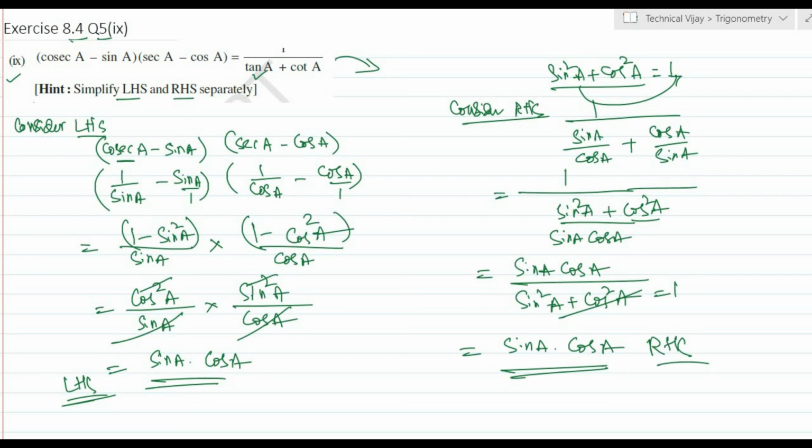So you compare LHS with RHS, they are equal. Hence it is proved. Okay, we'll go for the next one.